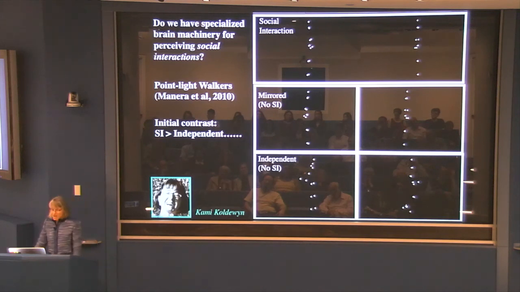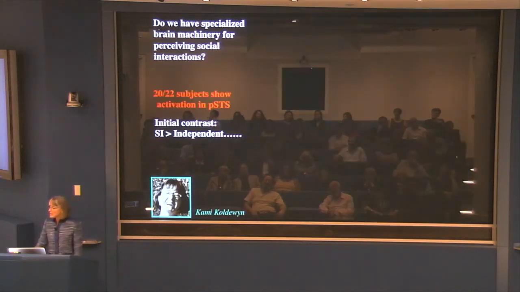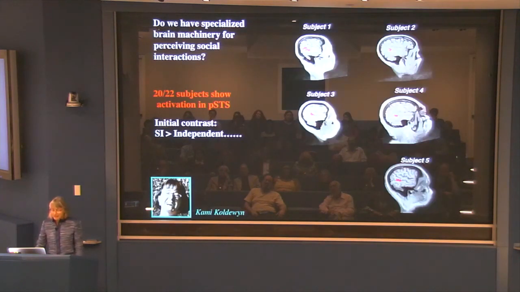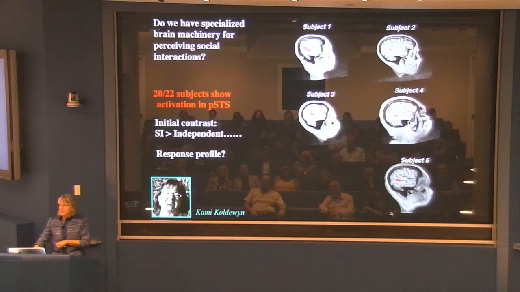Okay, and what we saw was in 20 out of 22 subjects, an activation in a particular region of the superior temporal sulcus, shown here in 5 of the subjects. That's pretty good for a random crazy thing you try. Like usually you don't see something systematic like this. So that was sort of encouraging.